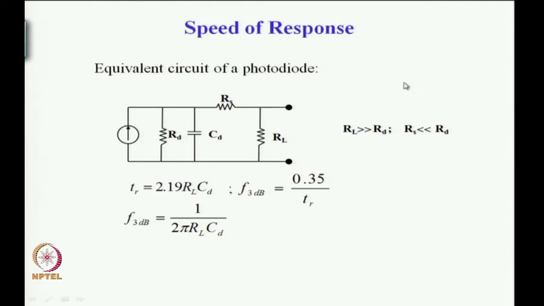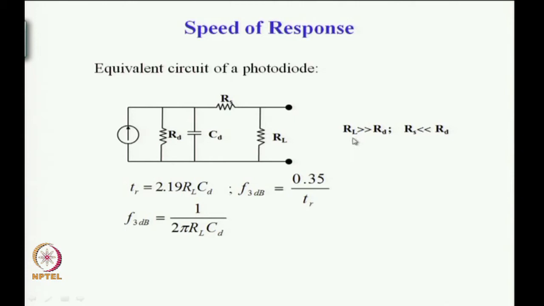A small topic of importance is also the speed of response of pin photodiodes, and the equivalent circuit of a typical photodiode is shown in this diagram. This is a current source with a resistance across it, the reverse diode resistance, which is a very large resistance, and a junction capacitance, the diode capacitance, which is the junction capacitance CD or Cj, and a series resistance and the load resistance. This makes the equivalent circuit of a photodetector.